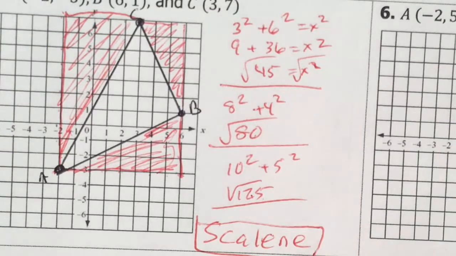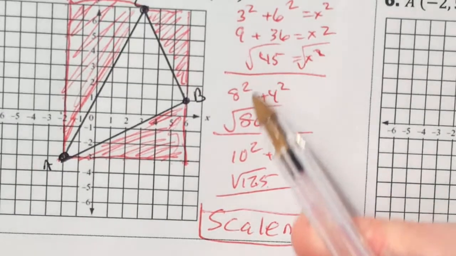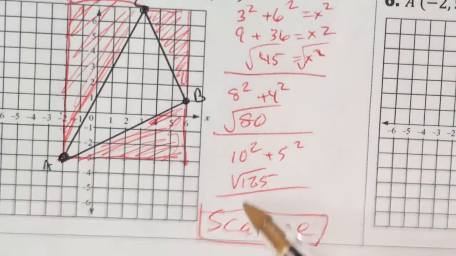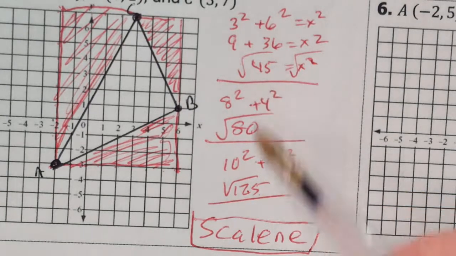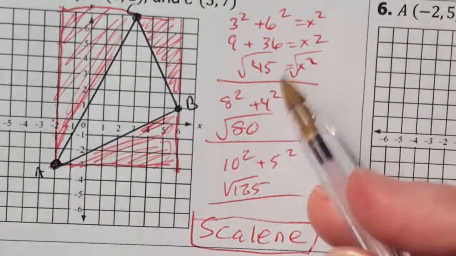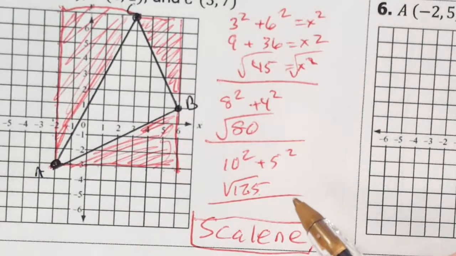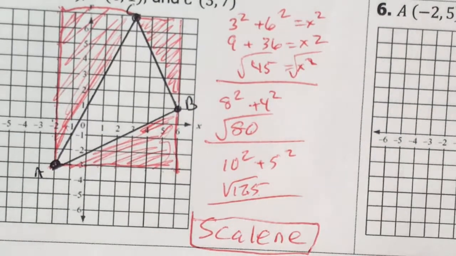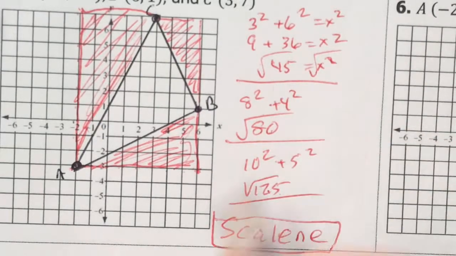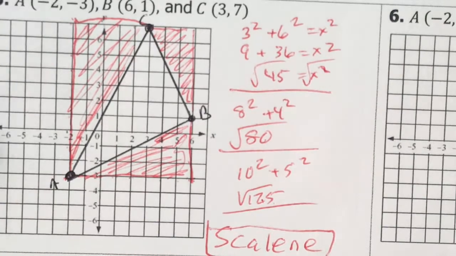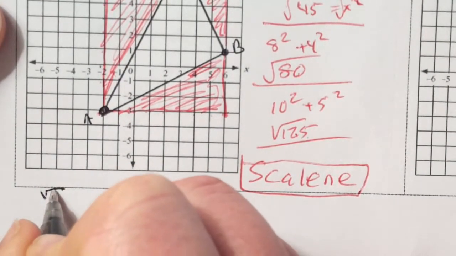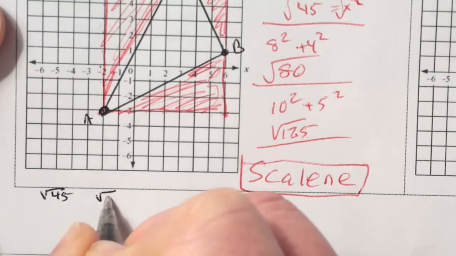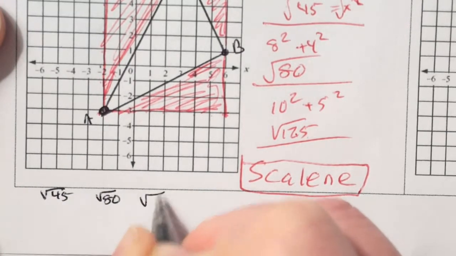So what we're going to do is see, are these 30, 60, 90? So what you're going to do is put them in order from least to greatest. From least to greatest. So in this case, I actually have them in order. So I'll put this in pen here. So from least to greatest, we have square root of 45, the square root of 80, and the square root of 125.